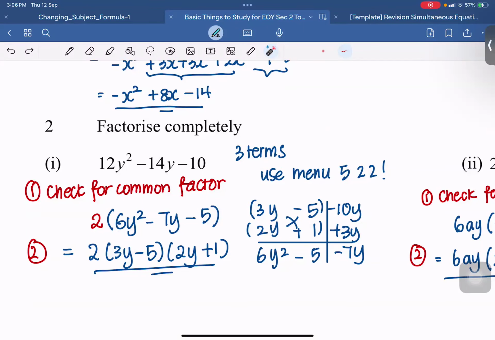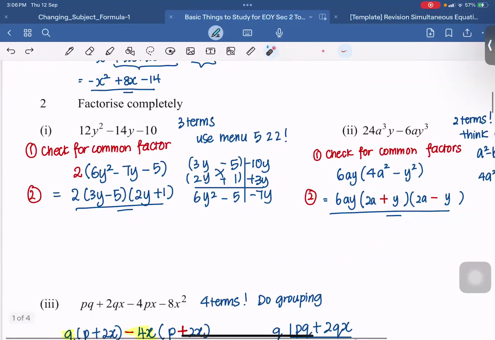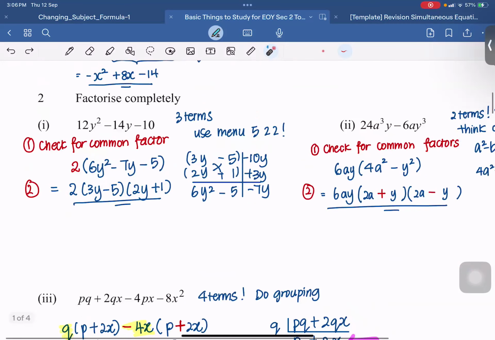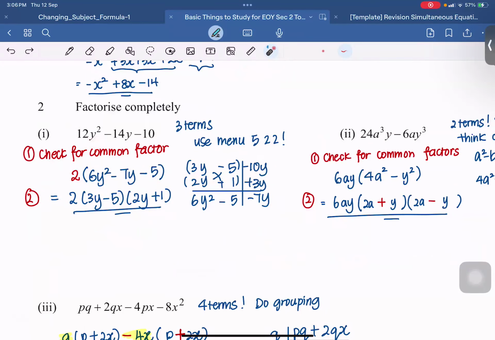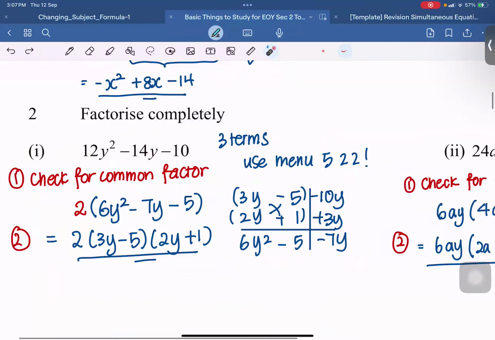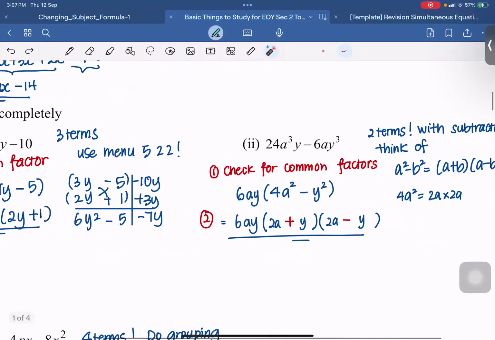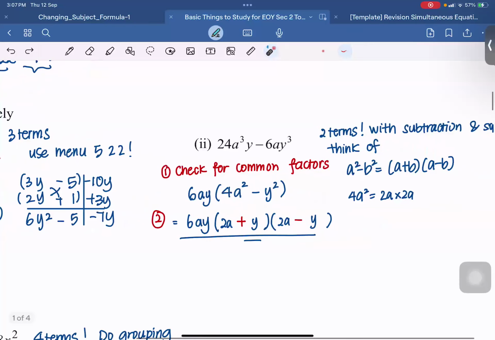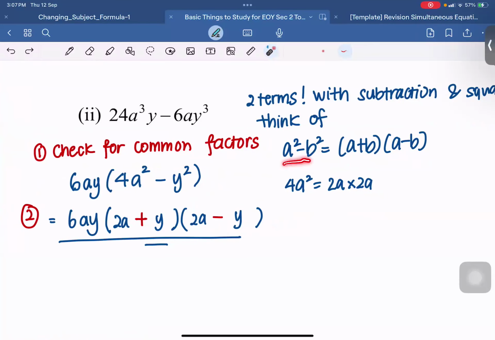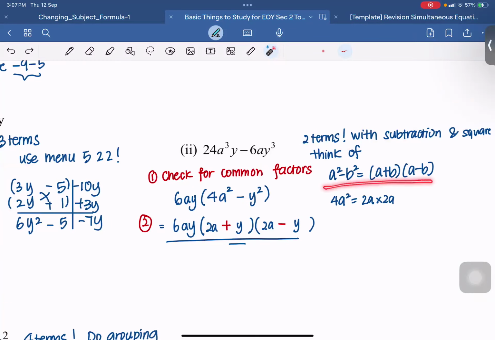So there are a couple of different types. You notice I've written down over here. This is the one with 3 terms that comes with x squared, x, and a number. So when you have x squared, x, and a number, 3 terms, we use this trial and error method, or you can use your calculator 5 to 2. When you have 2 terms and subtraction with some power, we try to think of the special product: a squared minus b squared equals a plus b, a minus b. Some of you might have forgotten, so later you can write it down.